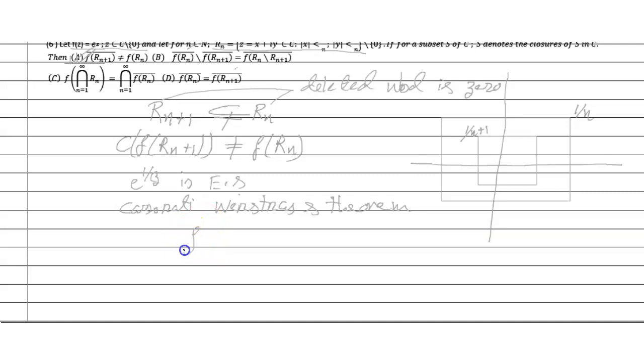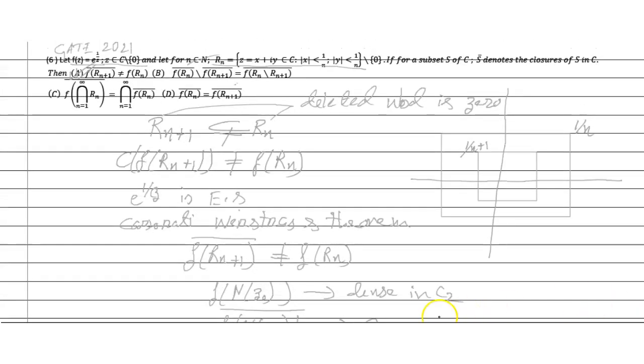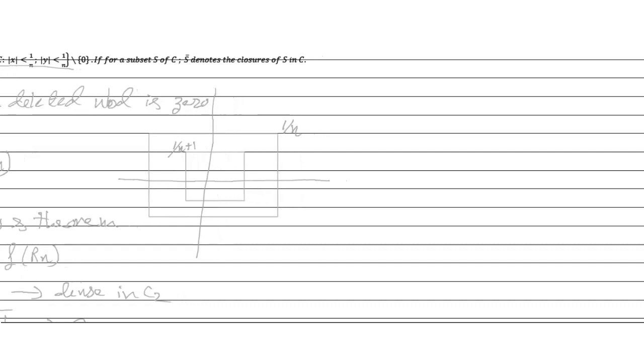So the closure of f(Rn plus 1) does not equal f(Rn), as if a neighborhood of z0 tends to be dense in C, and the closure of f(z0) is C, because we know the Weierstrass theorem: there is no particular limit for essential singularities. We get a lot of limits, so that's why it is dense in C.